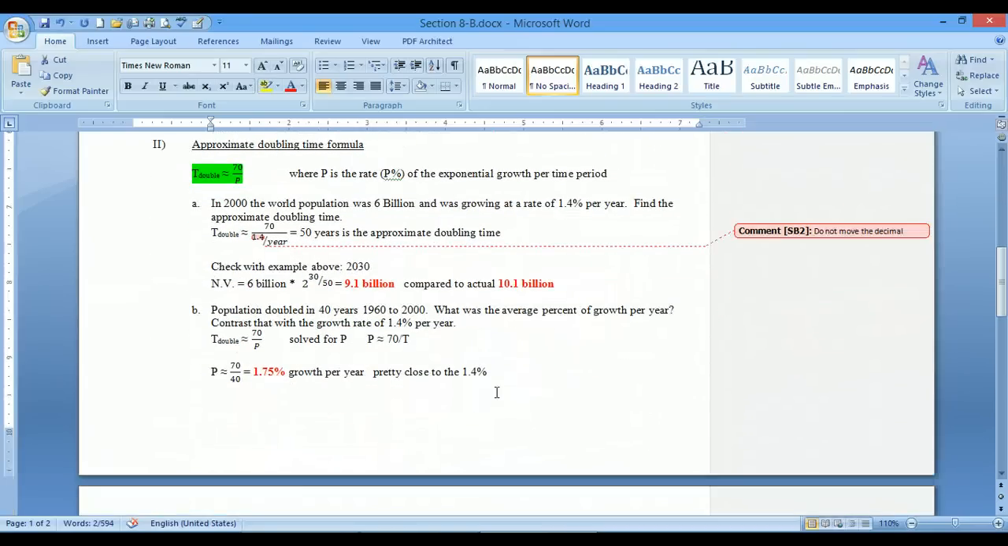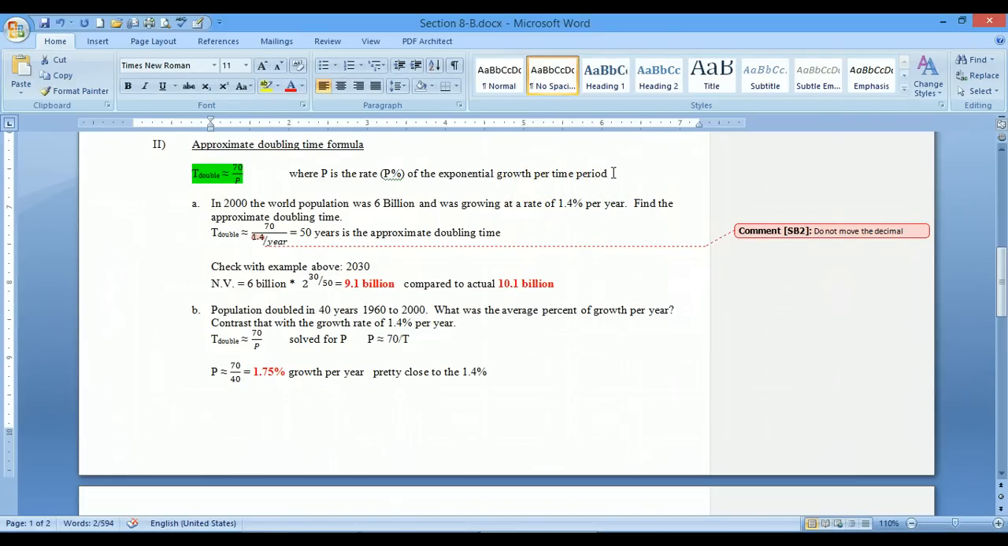Roman numeral 2, approximate doubling time formula. This is kind of a rule of thumb. You'll use it in your homework and maybe even a test. Capital T, subscript double, the time it takes to double, is approximately equal to 70 divided by p, where p is the rate, or p%, of the exponential growth per time period.